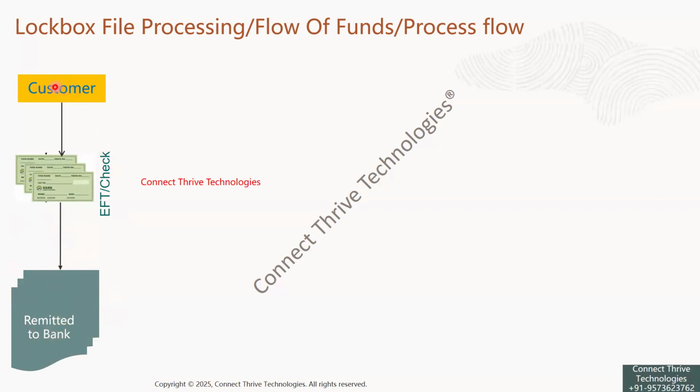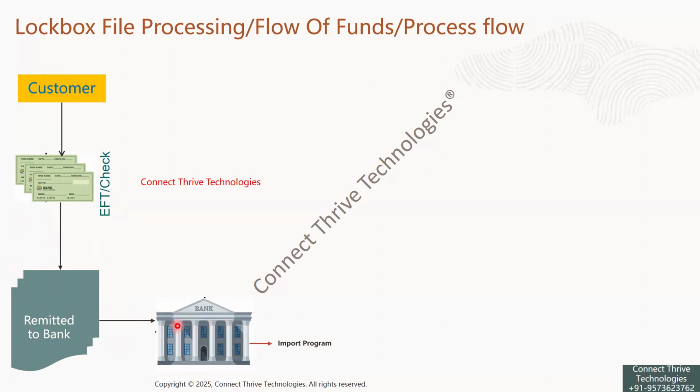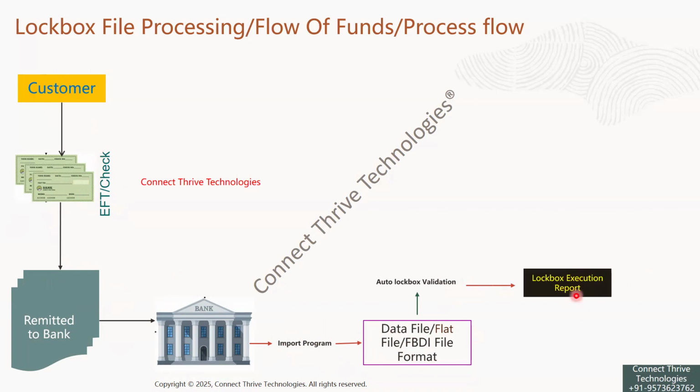That means whatever payment is made by the customer through check or EFT will be deposited and remitted into our internal bank account. From there, the bank will run the import program to create a data file, a flat file, or a BAI file format, or CSV file format. All the payment information is collected in this format, and we process it in the auto Lockbox validation. If we have any exceptions, errors or warnings, we can rectify them, and then that Lockbox file will be processed to the interface table.